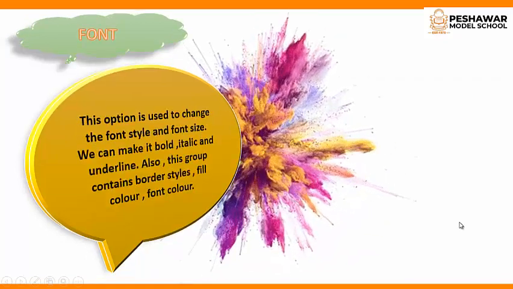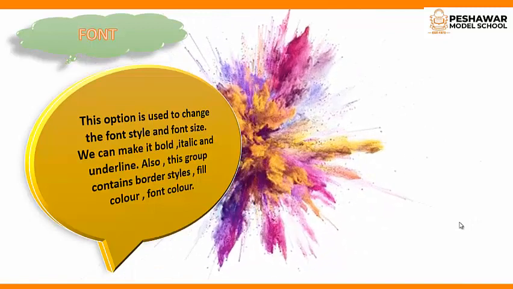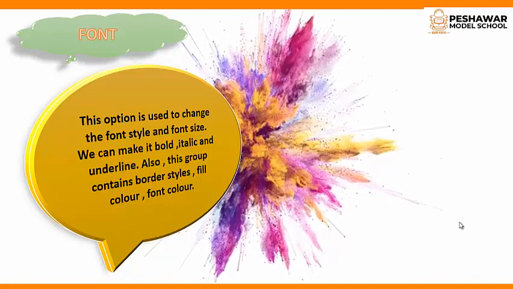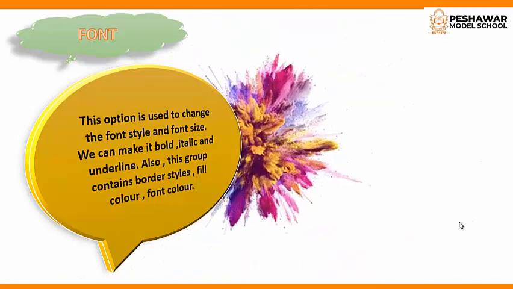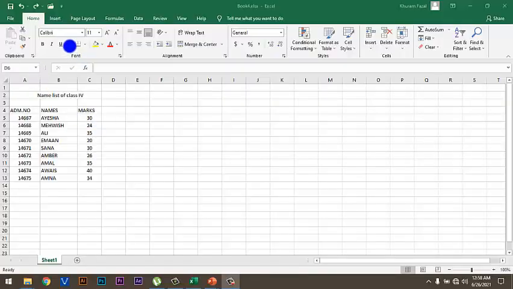This option is used to change the font style and font size. We can make text bold, italic and underline. Also this group contains border style, fill color and font color. Dear students, now let's apply all the commands of font on the given data.